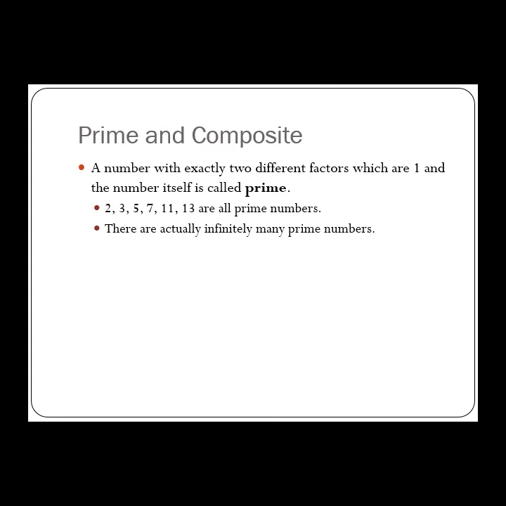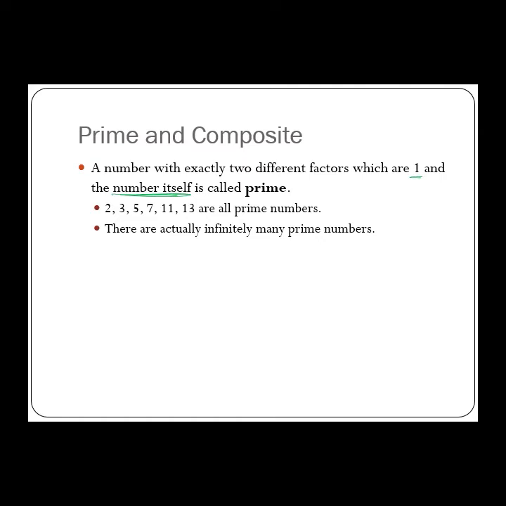The next type of factor we're going to talk about are prime factors. So we need to have a definition of prime. A prime number is a number with exactly two different factors, just one and the number itself. So it can't have any other factors. Some examples are 2, 3, 5, 7, 11, 13.